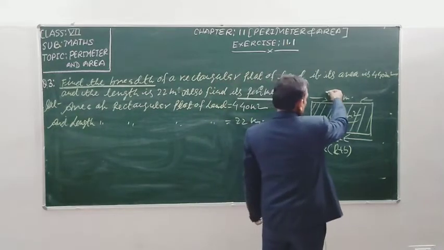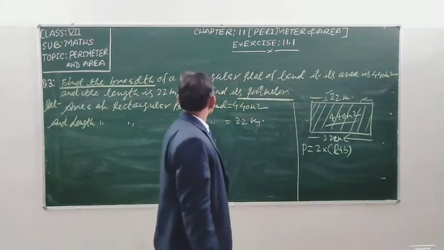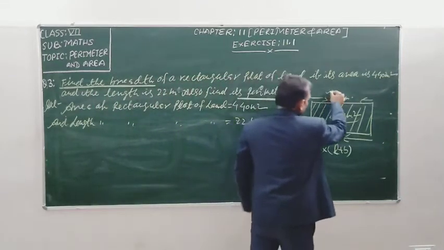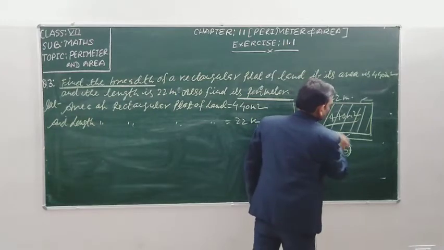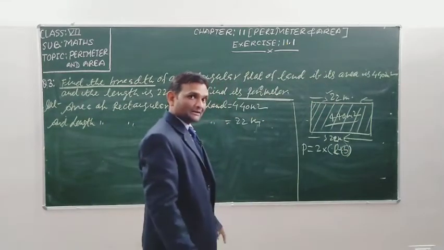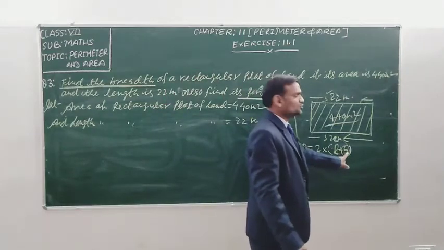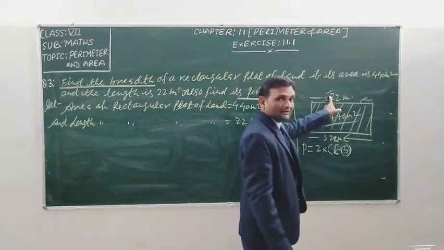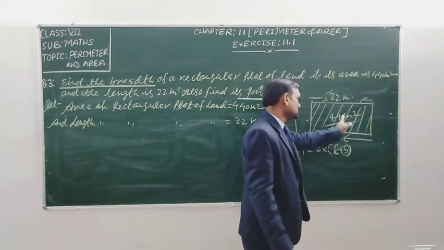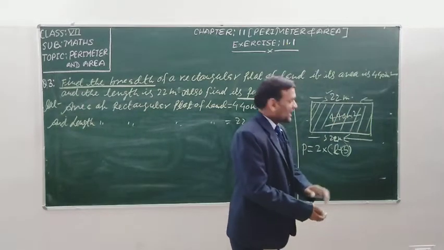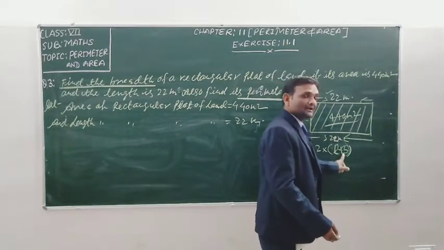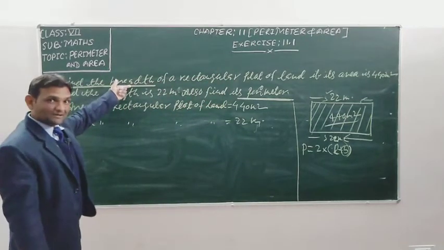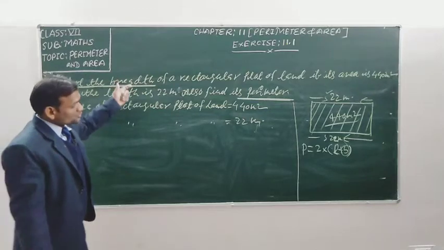Sorry student, length is given. And we need to find out the breadth. If we know both length and breadth, then I can find out the perimeter. But length is given and breadth is absent here. So firstly we have to find out the breadth, and in the question breadth is asked also.